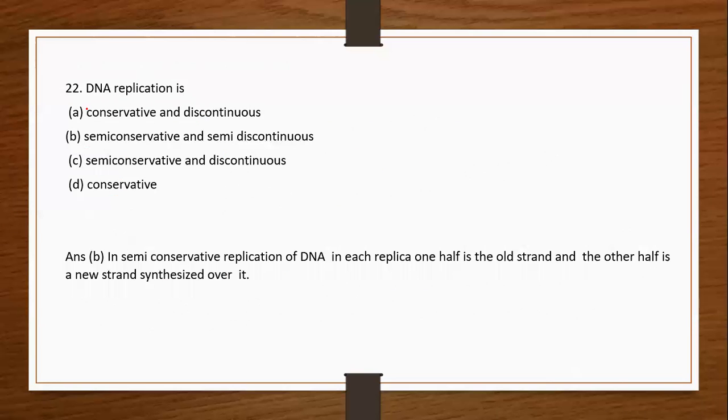Next question is, DNA replication is conservative and discontinuous, semi-conservative and semi-discontinuous, semi-conservative and discontinuous, and conservative. Now we know that DNA replication is semi-conservative. And why is it known as semi-conservative? Because in each replication, each double-stranded DNA that is formed has half of the old strand and half of the newly synthesized strand. So it is semi-conservative and semi-discontinuous replication.